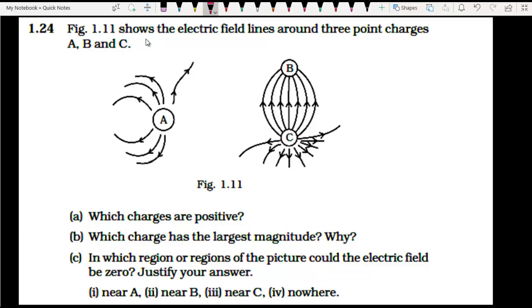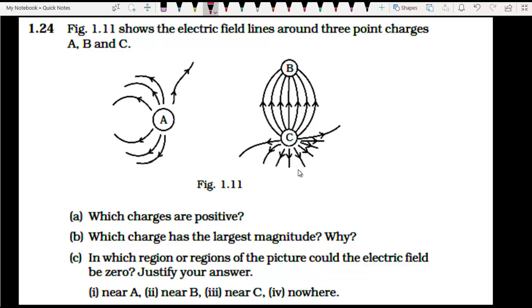Figure 1.11 shows the electric field lines around 3-point charges A, B and C. So these are the 3-point charges A, B and C. Now from the information of this given figure here, the field lines have been associated with these charges, and from the information of these field lines associated with these point charges, we have to answer these three questions A, B and C. So in part A, he is asking which charges are positive.